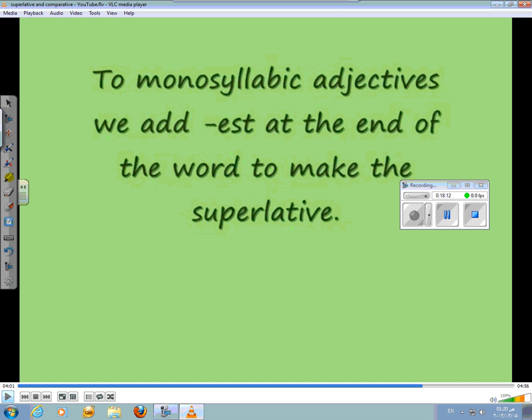Here we have strong, stronger. But when we have popular, which means famous, is it one syllable? No. It's more than one syllable. Do I say popularer? No, I'll say more popular. If my adjective is not one syllable, I don't put er or est. I'll just say more or most, okay?